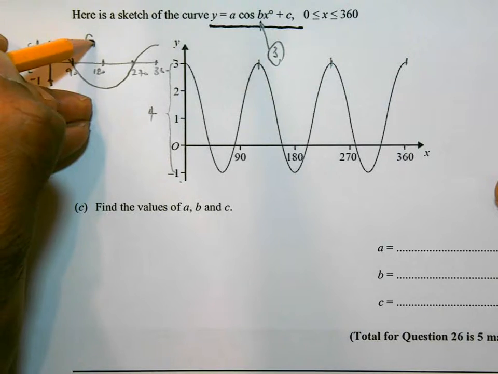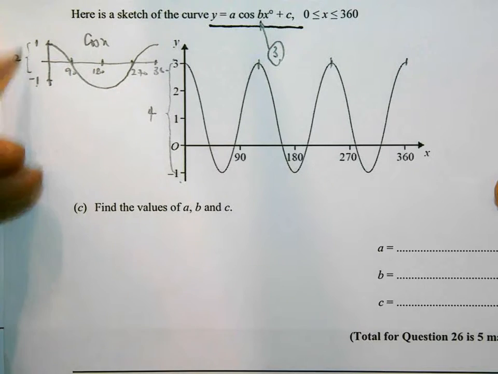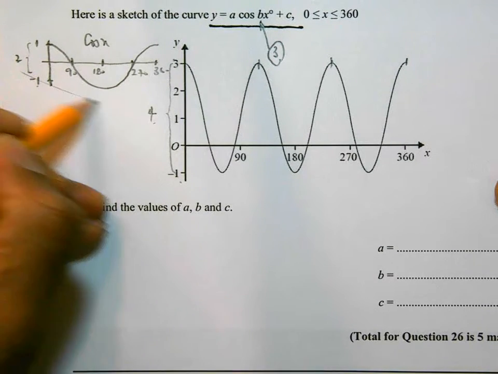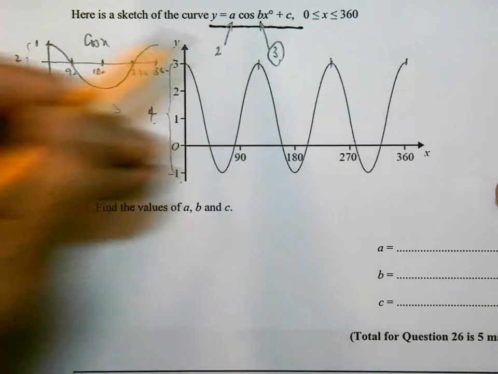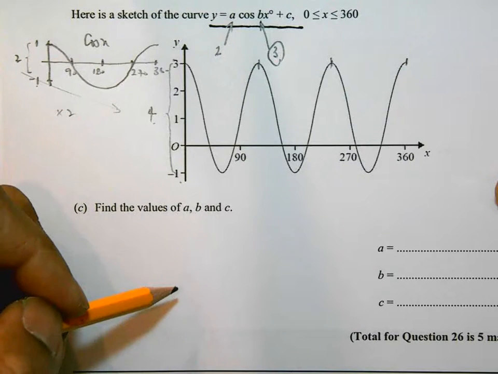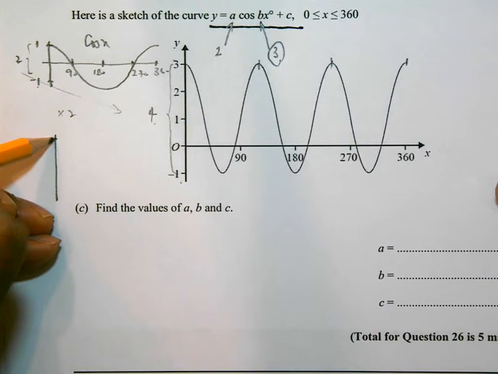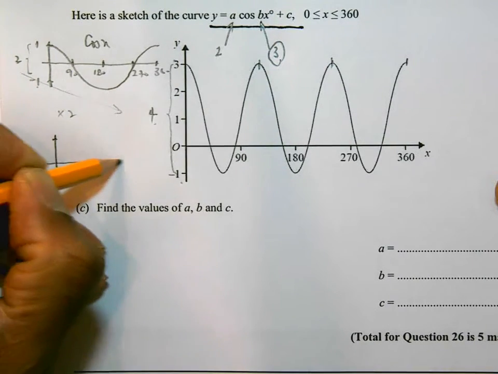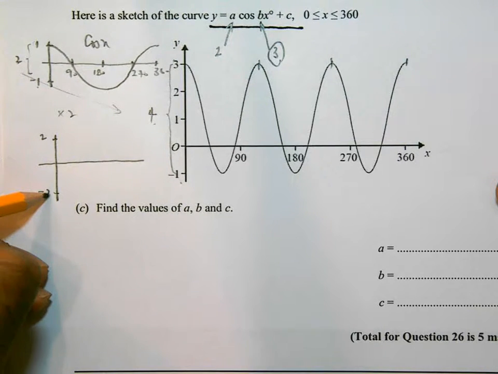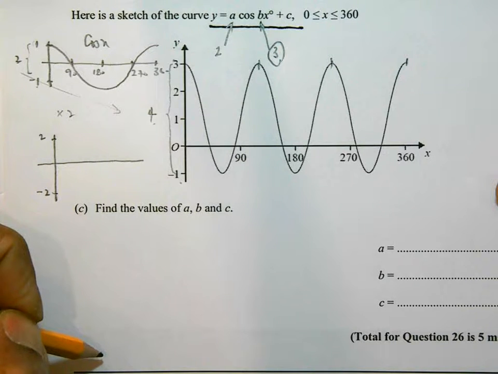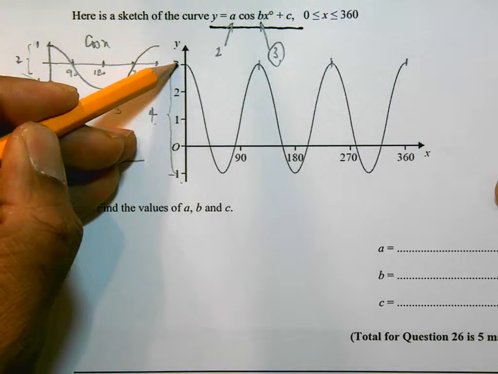Okay, so what have I times cos x by to give me an amplitude of 4? To take it from 2 to 4, I would have to times it by 2. And therefore, A is going to be 2 because I've times the whole thing by 2. If I actually times this by 2, the graph would not go from 3 to -1 as it is, but it would go up to 2 and down to -2. So the whole thing has actually been moved up. It's been moved up to 3 and up to -1.